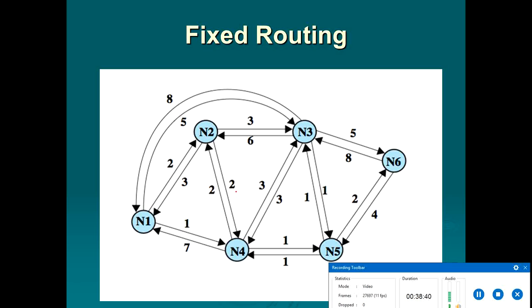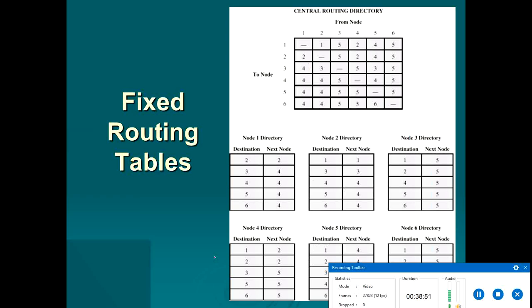Alright, I have a cost of 2. I can go from n1 to n4 also, but if you see, going from n2 to n1 already has a cost of 3, which is more than my direct link. So my destination is 4 and the next node where I should send my packet is 4.